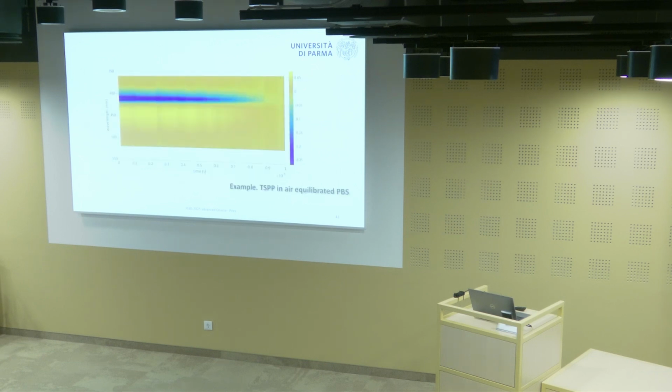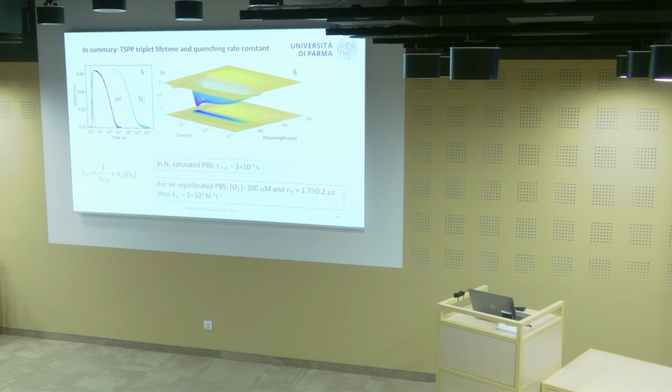This is another way of plotting it. If you select this wavelength, you see the bleaching recovery. And if you select this one, you see the triplet state formation and decay. But if you cut a slice at a given time, you get the absorbance change, as we saw before.